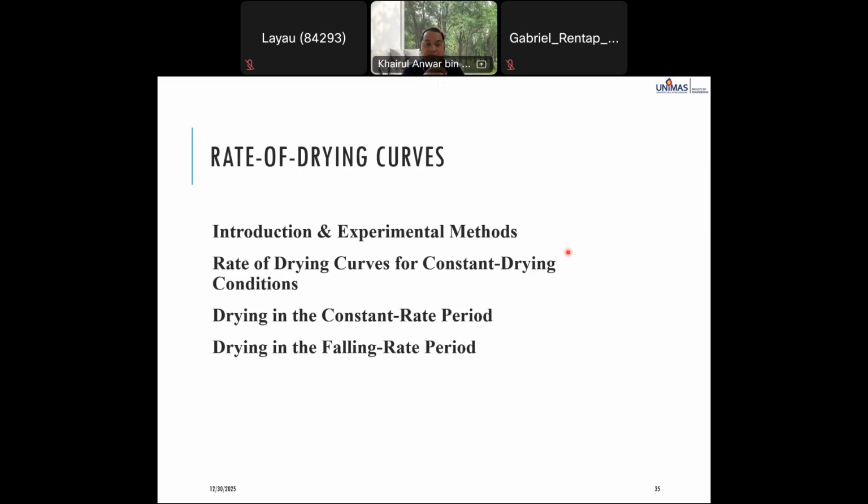Rate of drying curve. Introduction and experimental method. Okay, and the rate of drying curve. This is the section, subsection, or subtopic that will be covered.